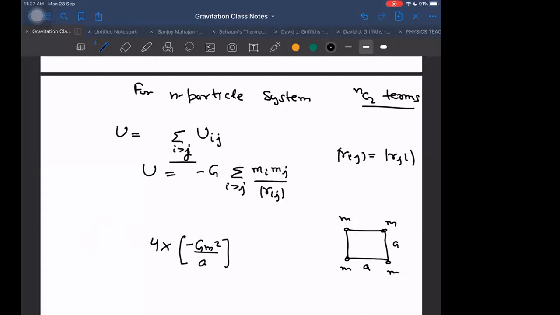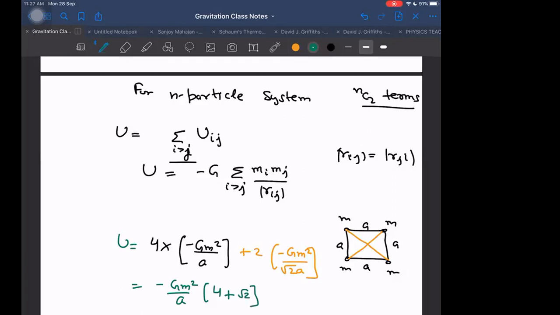2 will be different. 4 terms have distance A, but the others are A root 2. So plus 2 terms of minus G m square by root 2 A. That gives us the net potential energy finally: minus G m square by A taken common, into 4 plus root 2. That is the net potential energy. This is one example.